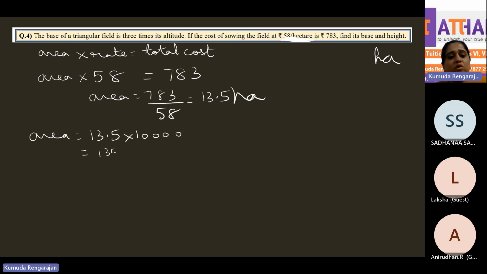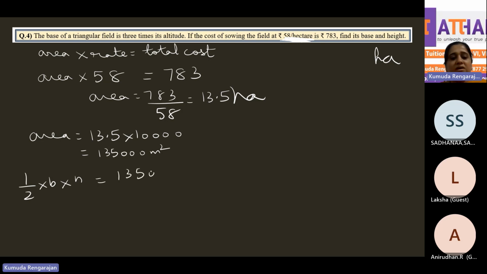So 135 followed by 3 zeros, meter square. Now we got the area. The question is 9th standard because there is hectares. Otherwise it's 7th standard. Now we've got the area in meter square. Now, what's the formula to find area? Half into base into height. So half into base into height is equal to area.